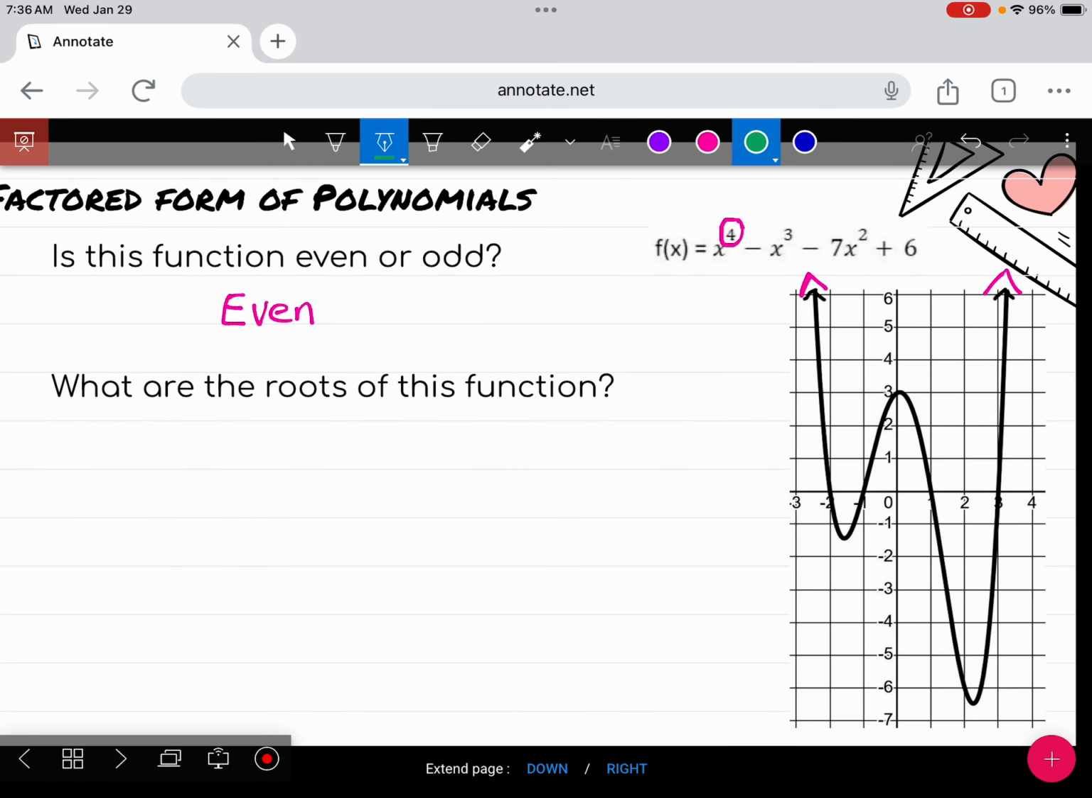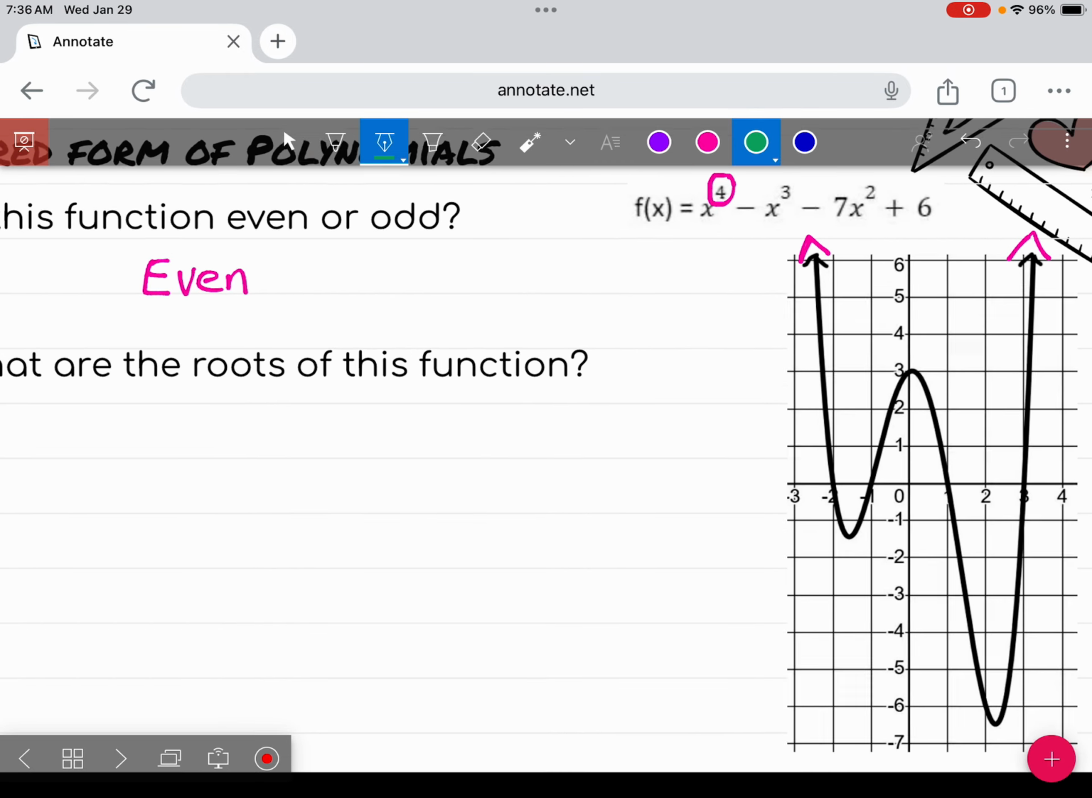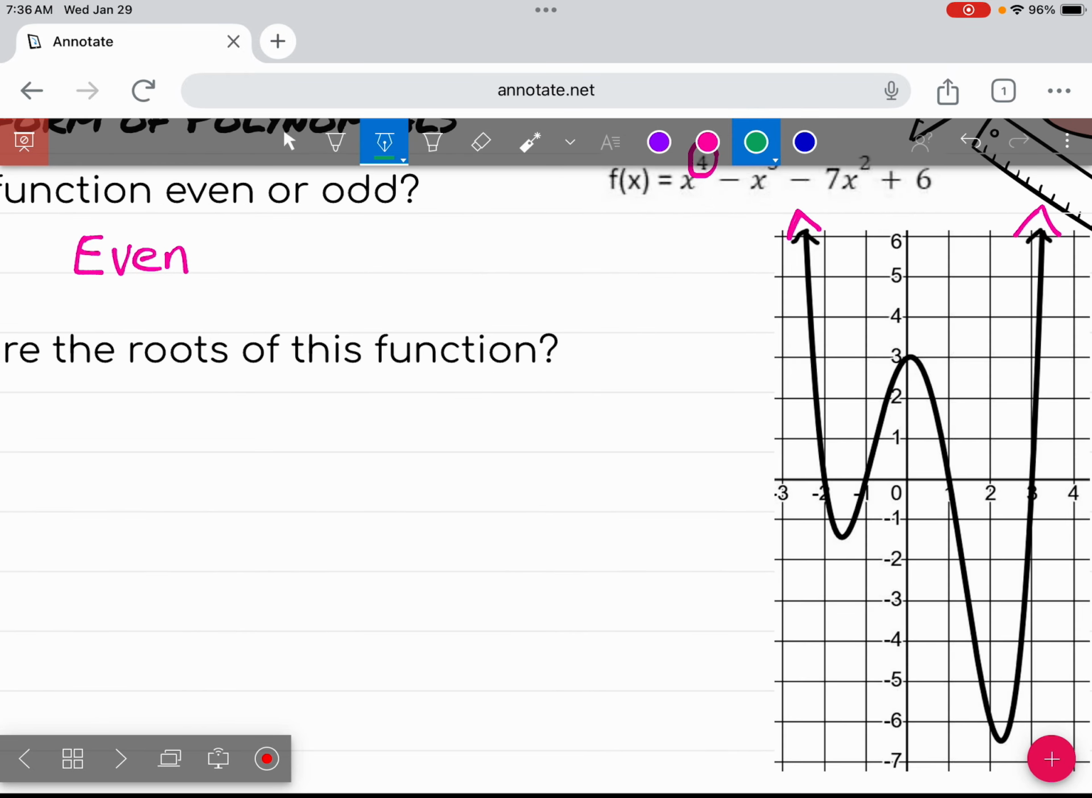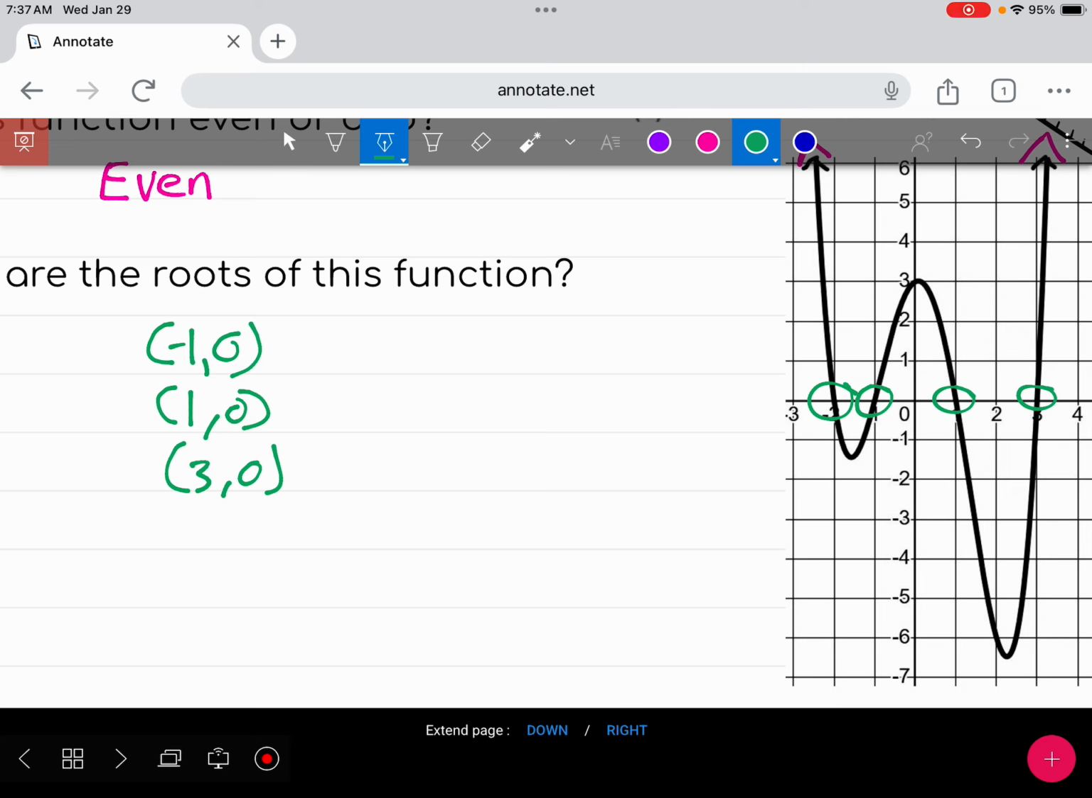Where do we have roots on this function? -1, 0. Mm-hmm. 1, 0. 3, 0. Or -2, 0.